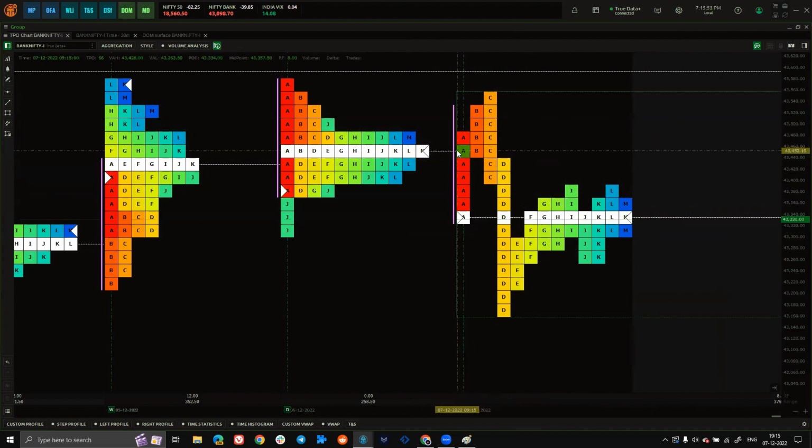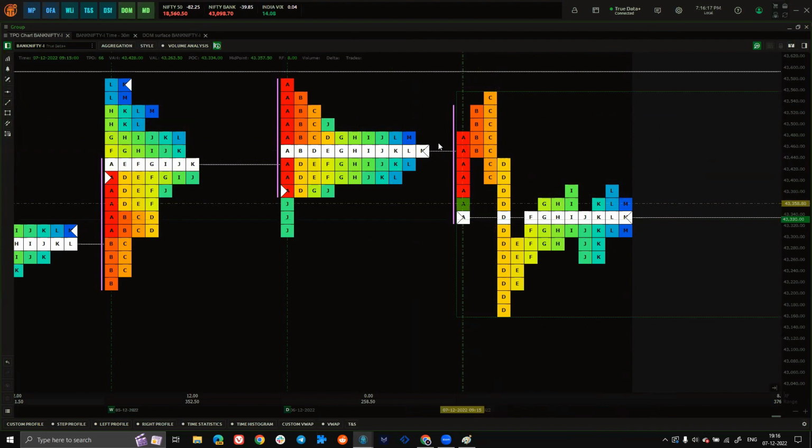A period means first 30 minutes. That means 9:15 to 9:45. B period means next 30 minutes. That is 9:45 to 10:15. C period means next 30 minutes, 10:15 to 10:45. Now you get it. So the next 30, next 30, next 30, and so on. And lastly, the last 15 minutes are this M period.